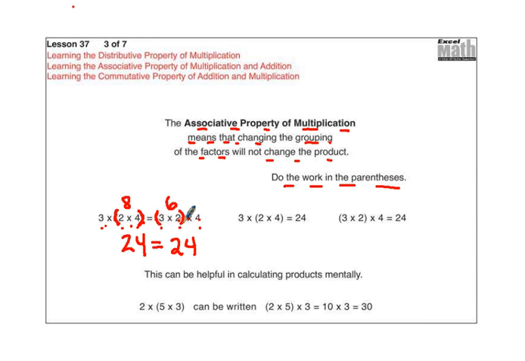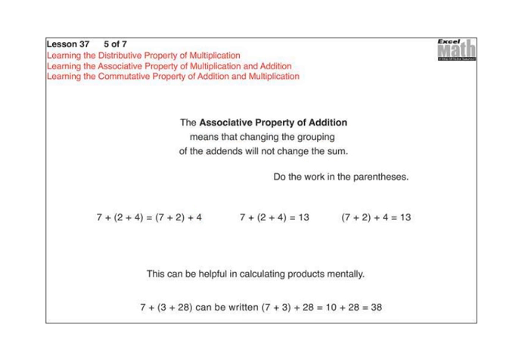This does not work with subtraction or division. It actually does work with addition. There's the associative property of addition as well, but it does not work with subtraction and division. All right, and we're going to look at the associative property of addition right now as well. Same property, associative property, but now applying that to an addition problem.